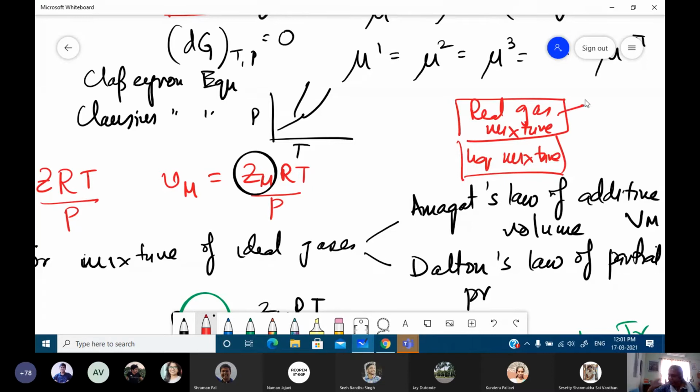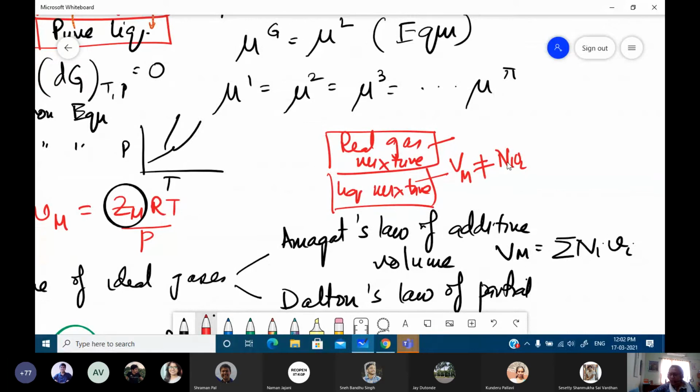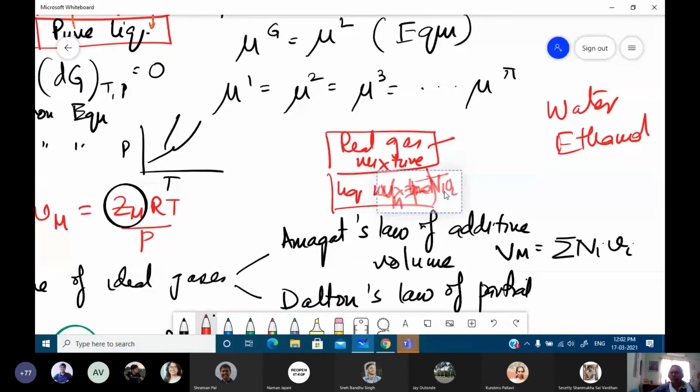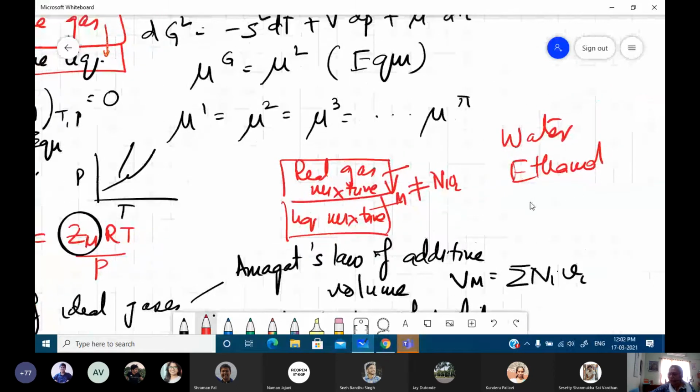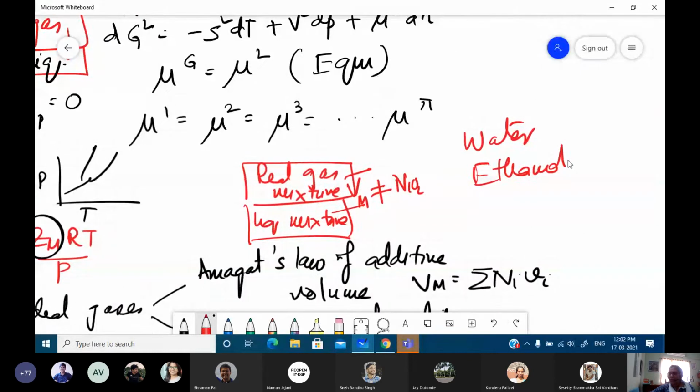For real gas mixture, as I've told you, we know how to find out. For liquid mixtures, for most of the cases, we cannot write the Vm as equal to sigma NiVi. Rather, we find that the molar volume of any particular component is not the same in different components. What I mean to say is, if we have say a water ethanol mixture, and I've got 1 liter of water.